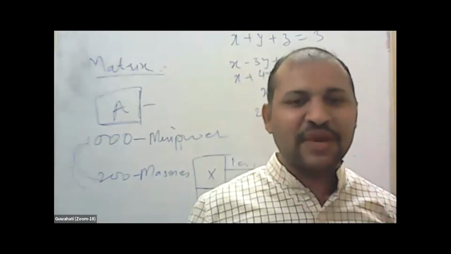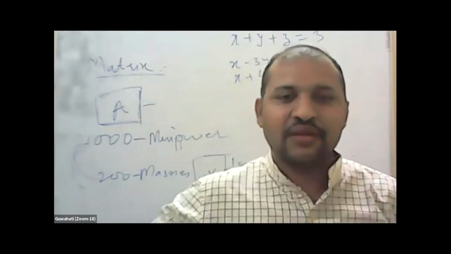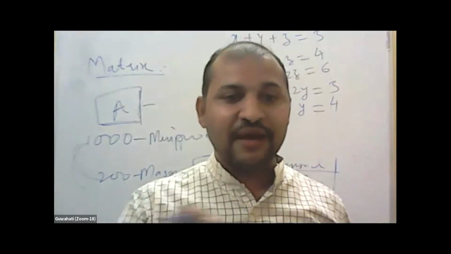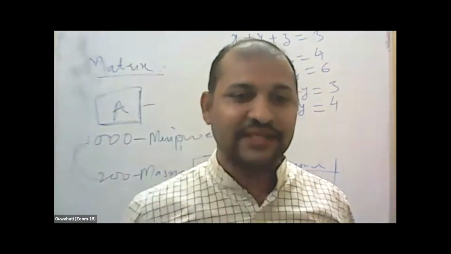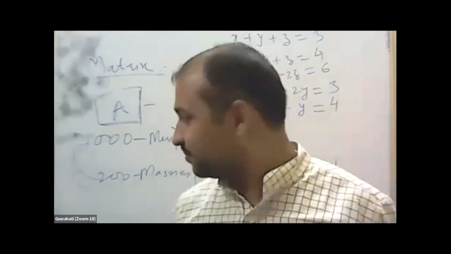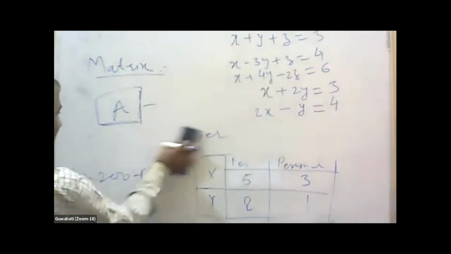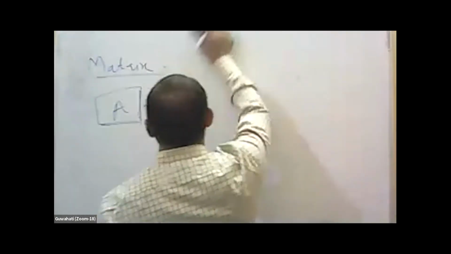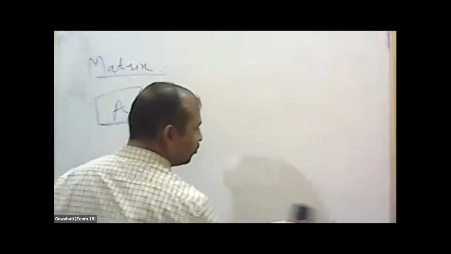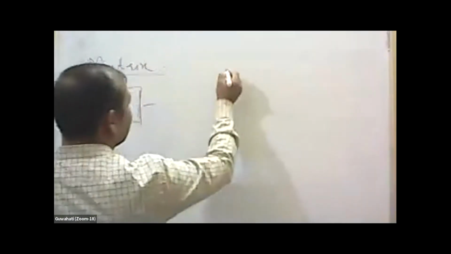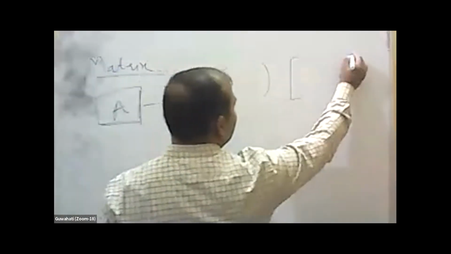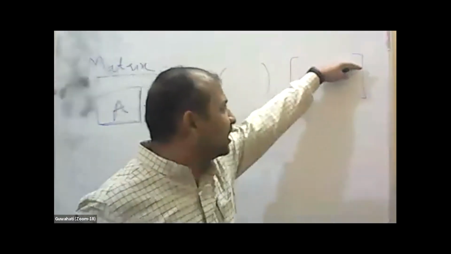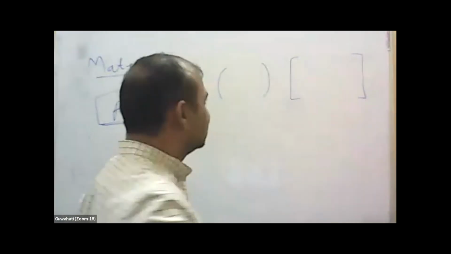So what is a matrix? A matrix is a rectangular array having rows and columns, or a rectangular array having horizontal lines and vertical lines, is nothing but a matrix. Again, I will come back to these equations. Generally, the matrix is denoted either by this round bracket or this rectangular bracket, right? So this is a rectangular arrangement of horizontal lines and vertical lines, right?